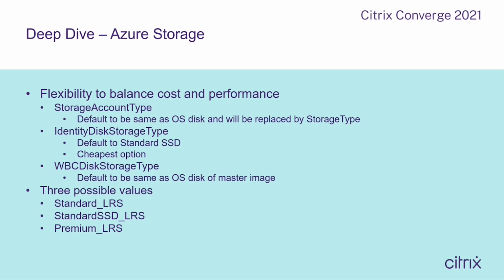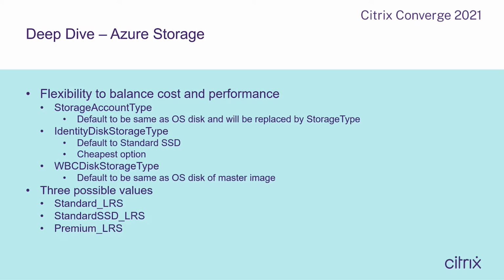And then we also have an identity disk storage type. It defaults to standard SSD, because that's the cheapest option. We don't see a reason that you need to choose a different one, but the option is there. You could change it to another disk type as you wish. And lastly is write-back cache disk storage type. It defaults, again, to the same as the OS disk of the master image, but you could change that if you want to. There are three possible values: standard LRS, standard SSD LRS and premium LRS.